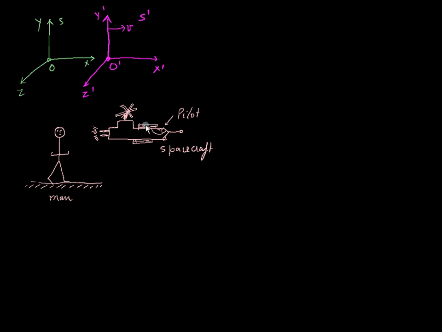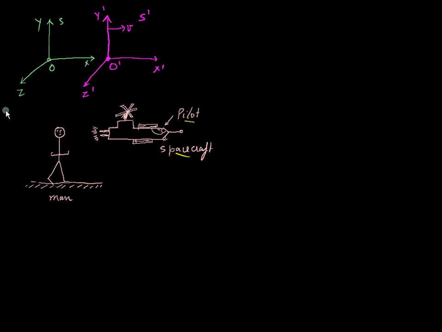Or you can say that this spacecraft is moving relative to the observer O with the velocity v. So what is S prime? S prime is the spacecraft and O prime is the pilot. I hope now this point is clear. This is the physical situation.